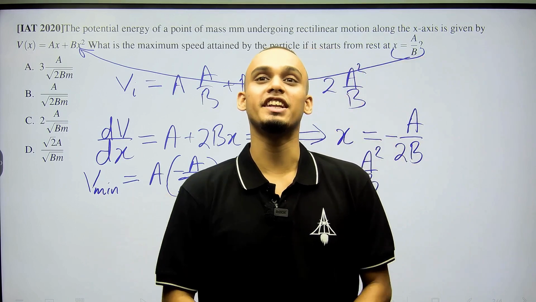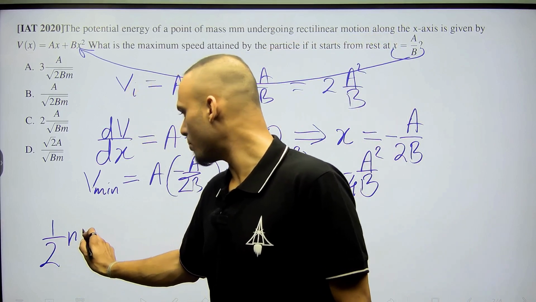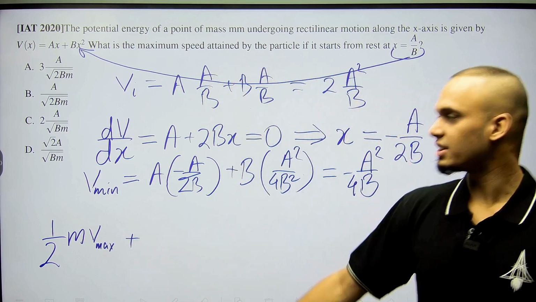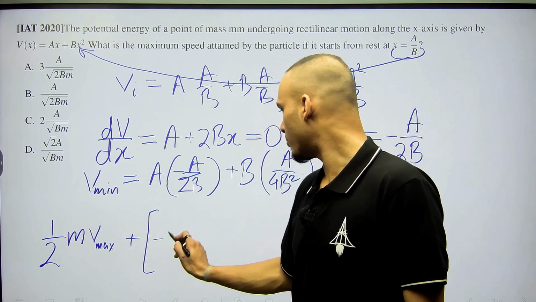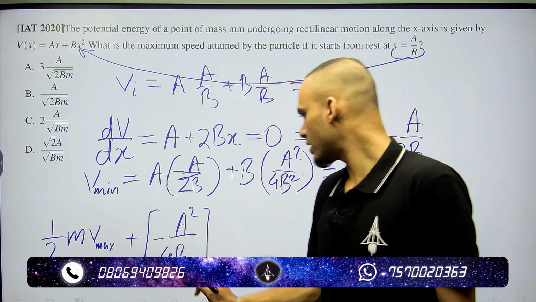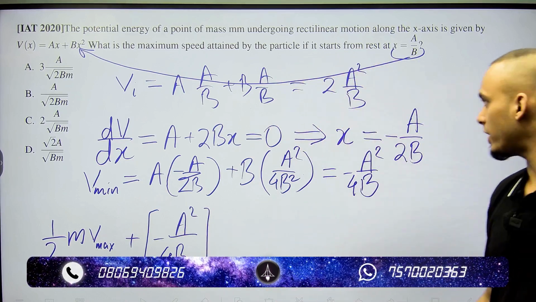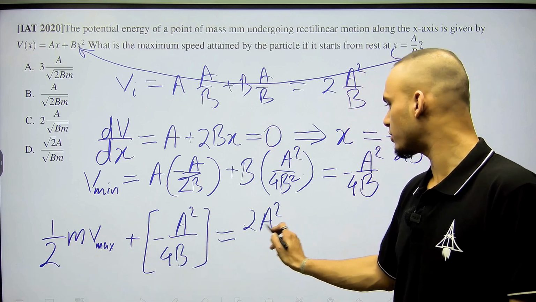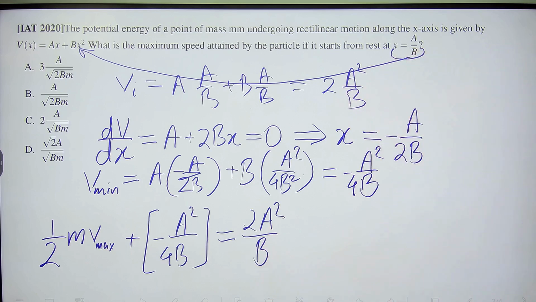Now finally, we can just conserve the energy at this point. If potential energy is minimum, kinetic energy should be maximum. So we can write half into mass of the object into maximum speed attained by the object squared plus this value of minimum potential energy, that's equal to minus A square upon 4B, and this is the total energy of the object which is conserved. So this should be equal to twice of A square upon B, sorry, not 4B, just A square upon B.